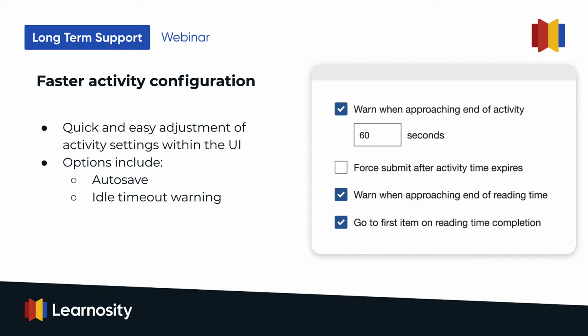We've spent a lot of time recently on our activity editor, part of our Author API. Content creators can now quickly and easily adjust activity settings within the user interface, which includes options like autosave or idle timeout warnings. Let's take a quick look.